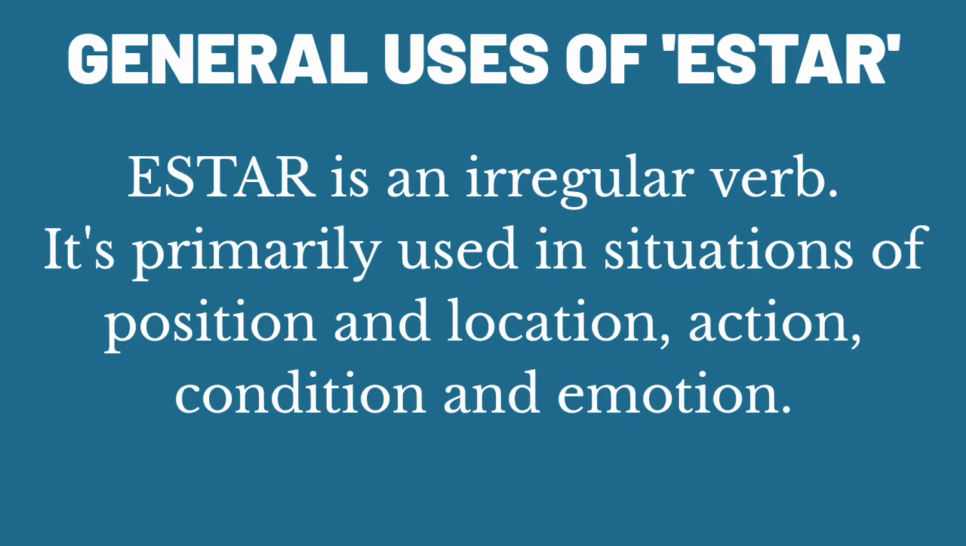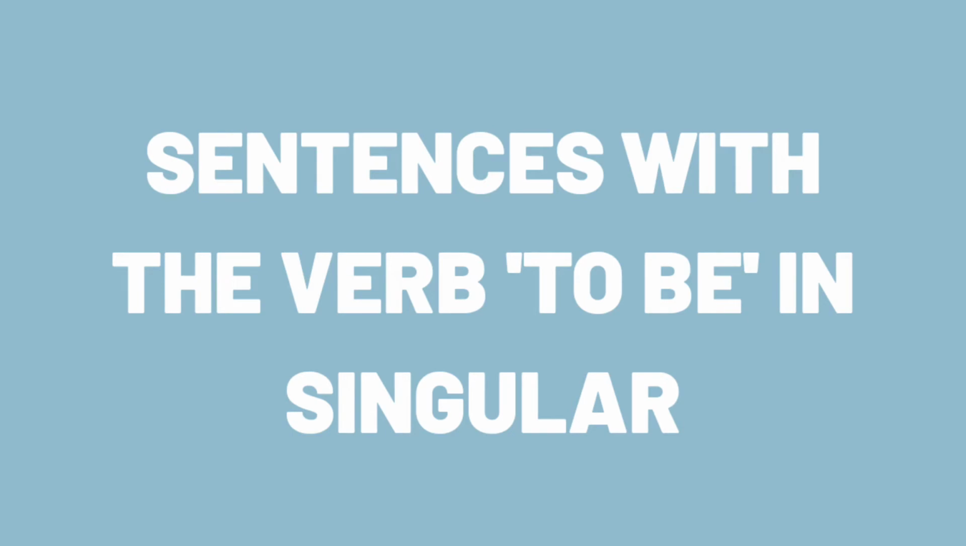The general uses of estar. Estar is an irregular verb. It is primarily used in situations of position and location, and action, condition, and emotion. Sentences with the verb to be in singular. Oraciones con el verbo estar en singular.